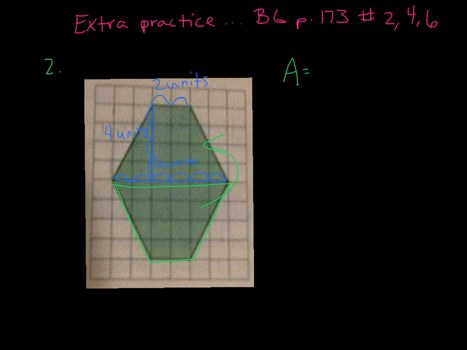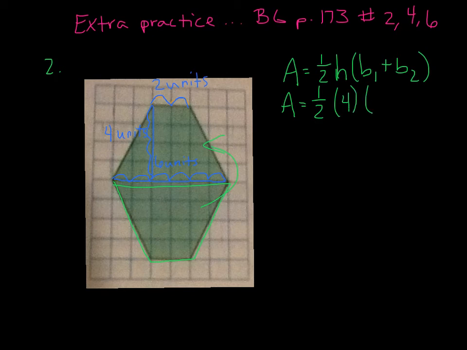I've got area equals 1/2 times height, times base 1 plus base 2. Sorry about that. It's getting late. 1/2 my height would be my 4 units. My base 1 would be my 2 units. And my base 2 is 6 units.